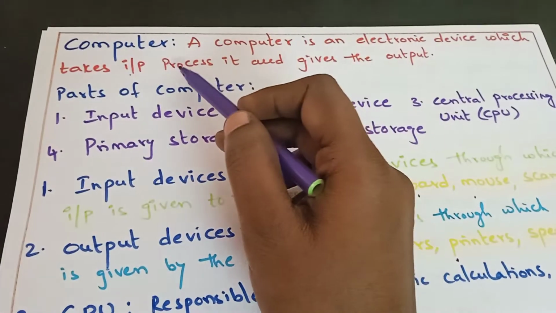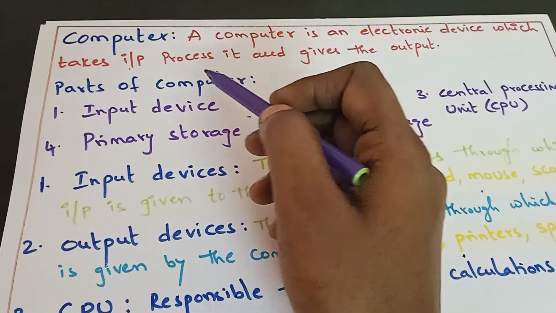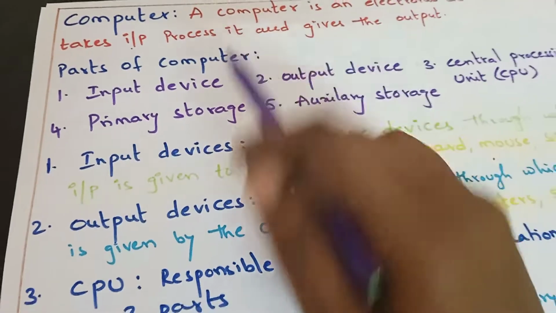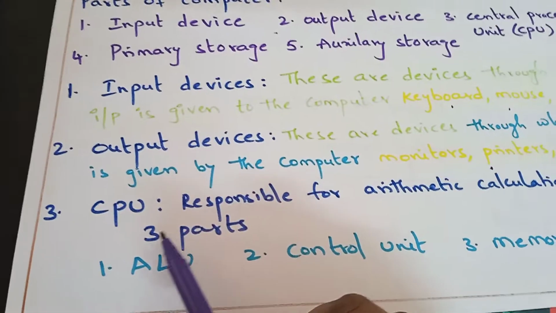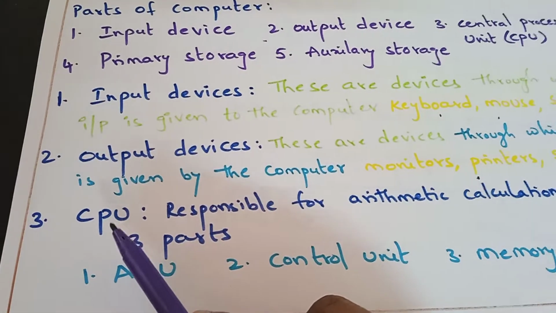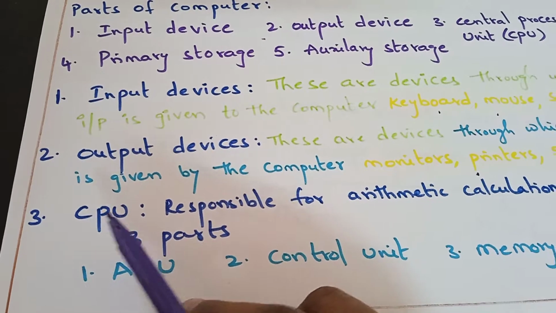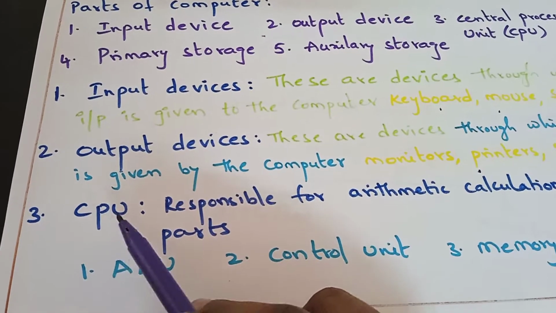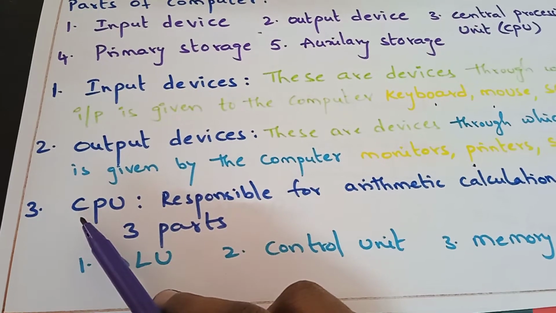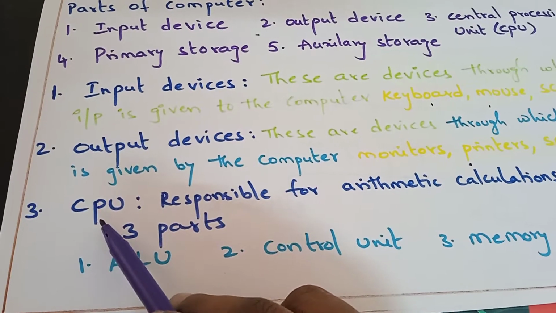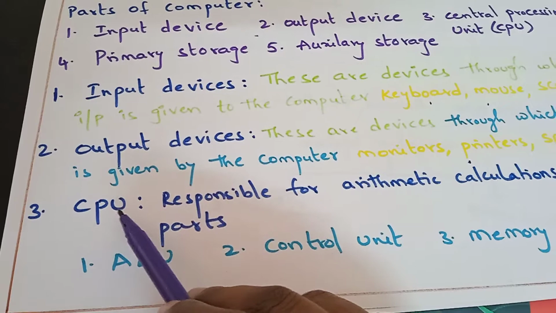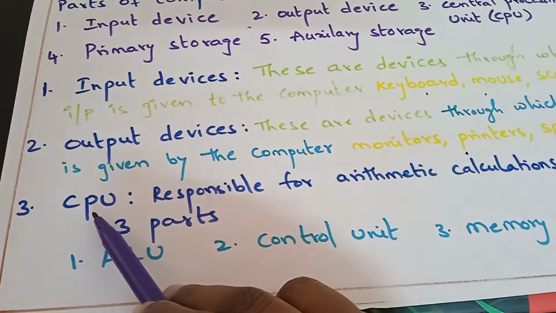Now the next part is processing. How can our input be processed? This part we have to understand. There is a separate unit which is called the CPU. CPU stands for Central Processing Unit. The name itself tells that this is the unit which is responsible for processing the data.